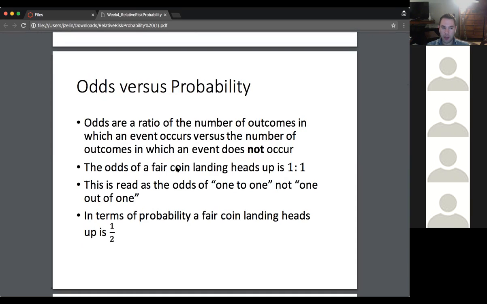We could also talk about odds, which is the ratio of the number of outcomes in which an event occurs versus the number of outcomes in which an event does not occur. So if you see this notation that the odds of a fair coin landing heads up is 1 to 1, it's the same thing as saying there's a 50% probability of it landing heads. So just be mindful of this notation. You can say that the probability is 1/2, or you could say that there's a 1 to 1 chance. Those are the odds.